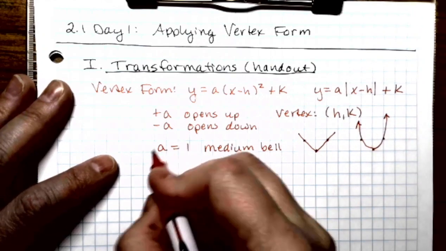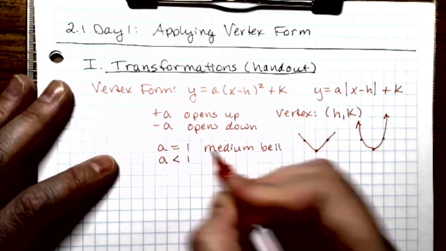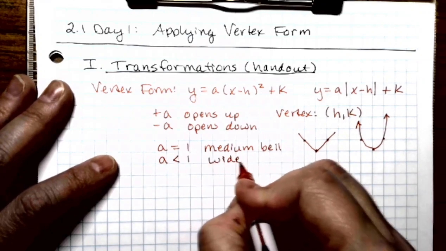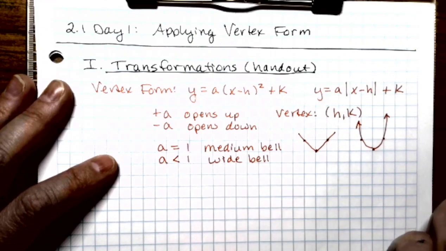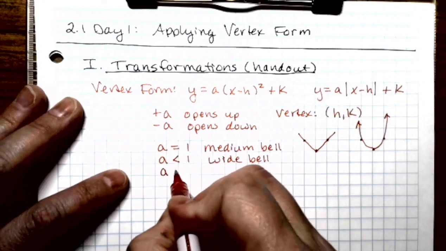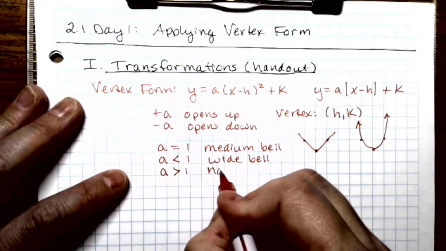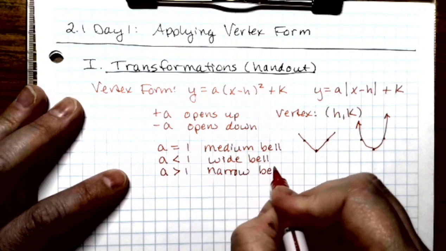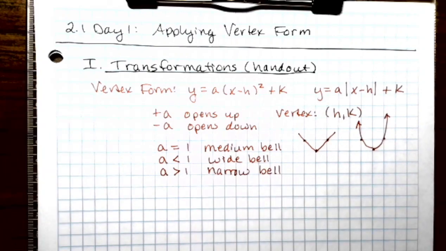That's a medium bell. If a is a fraction less than 1, you're going to get a wide bell. So 1/2, negative 1/2, positive or negative. If it's less than 1, you're going to get a wide bell. And if a is greater than 1, you're going to get a narrow bell. And they get narrow really fast. So if you have an a value of 3 or 4, that's going to be an incredibly narrow figure.